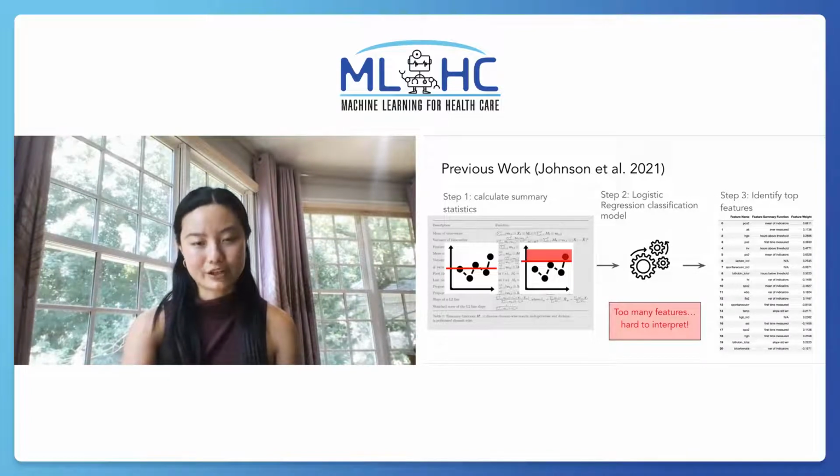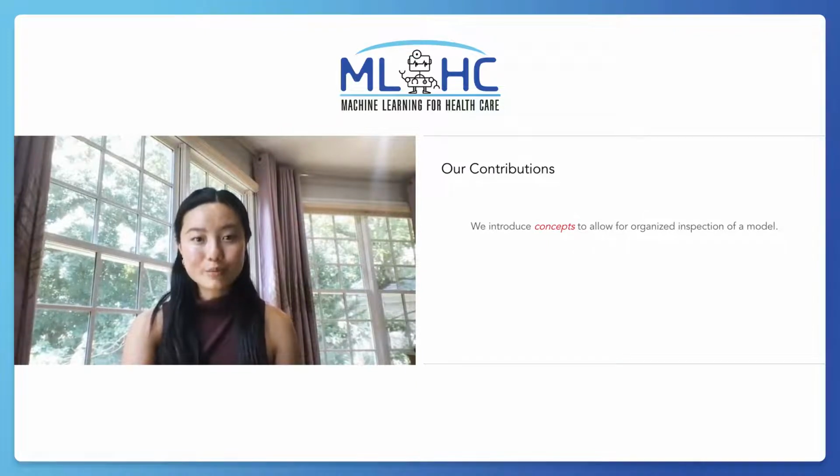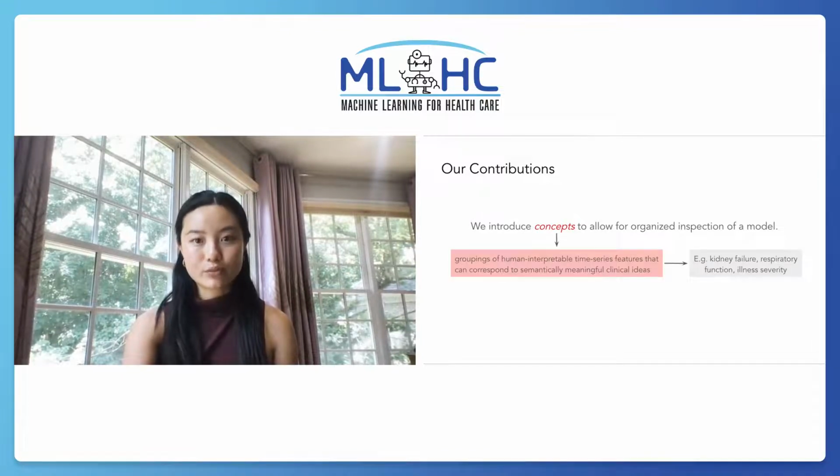make an accurate prediction. In our work, we improve the interpretability of this previous work by introducing concepts. Our goal is to learn concepts, which we define as groupings of features that correspond to high level clinical ideas. That way, we can better interpret the time series while maintaining predictive quality. Some examples of concepts include kidney failure or respiratory function.